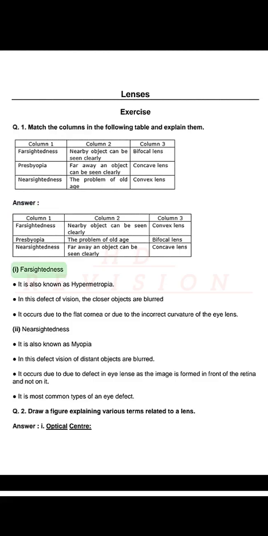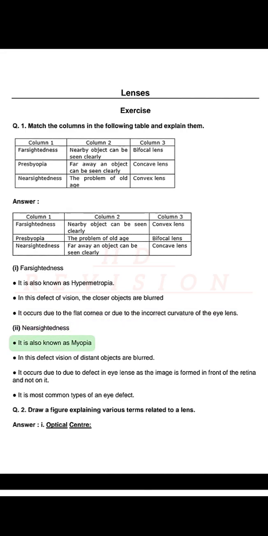Answer. I. Farsightedness. It is also known as hypermetropia. In this defect of vision, the closer objects are blurred. It occurs due to the flat cornea or due to the incorrect curvature of the eye lens.